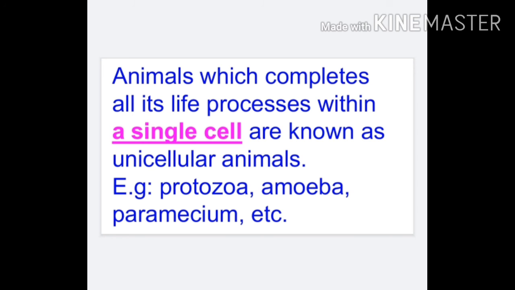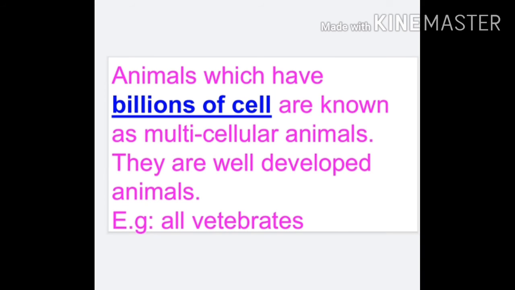Now let's learn about unicellular and multicellular animals. Animals having a single cell are known as unicellular animals. Protozoa, Amoeba, and Paramecium are examples of unicellular animals. Those animals which have billions of cells in them are known as multicellular animals. They are well developed animals, and all vertebrate animals are multicellular animals. Even humans are multicellular animals.